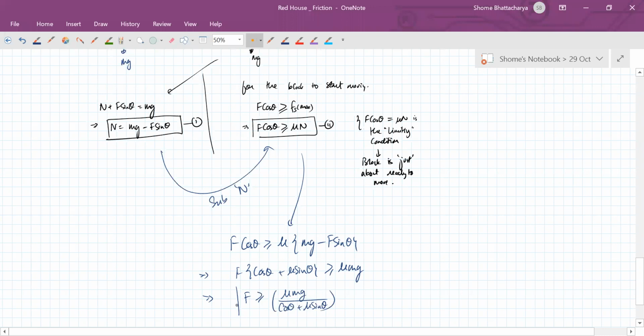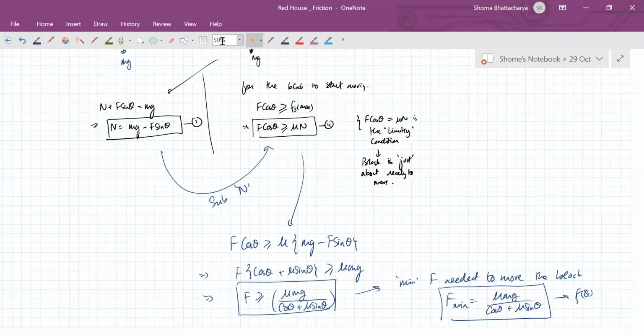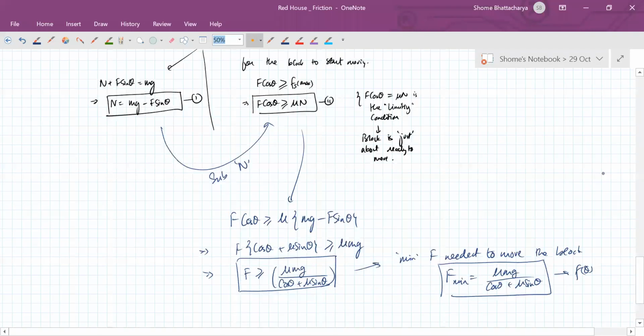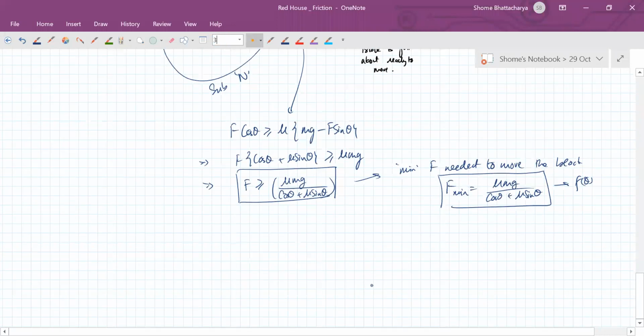Okay. So this tells me that the minimum F needed to move the block, that is mu mg upon cos theta plus mu sin theta. This is the minimum force as a function of theta. So I'll just leave you with a moment to understand this equation, how it is coming from the free body diagram. Okay. And next then we will analyze this.